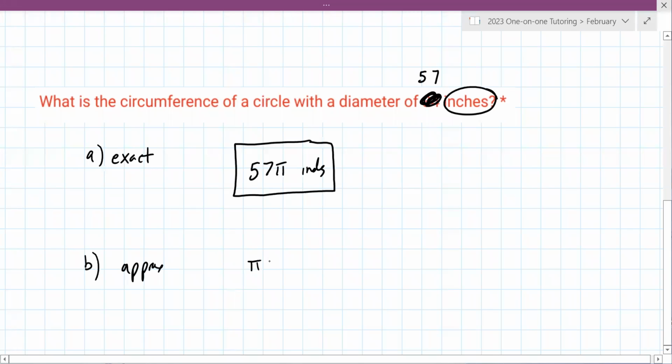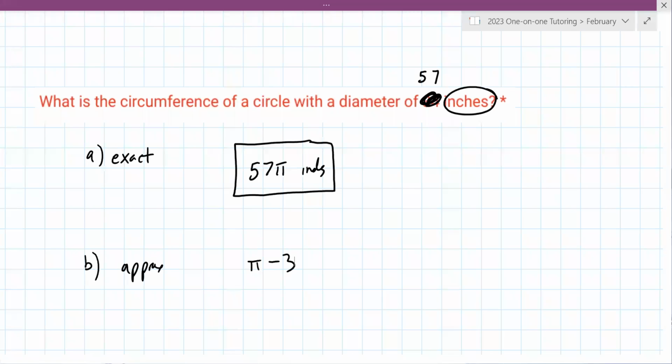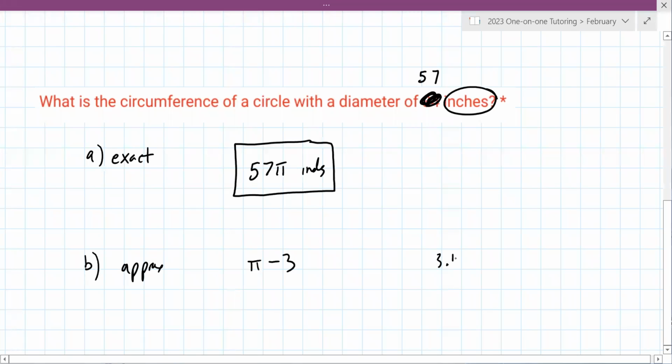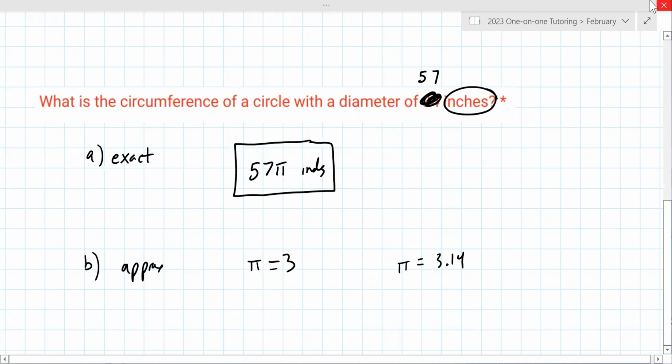Let's say first that pi is 3. What would the approximation be? And then we'll use 3.14. 170-ish or 171. You're multiplying for this, so we can be a little better. We can say 171 inches.